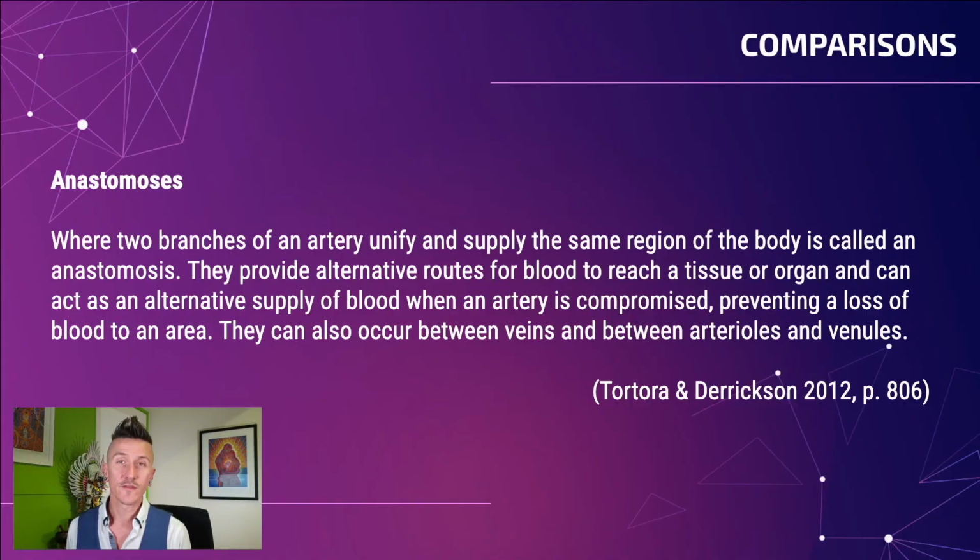It's very similar to what you would think of the cardiovascular system, in that the arteries are taking blood away from the heart and the venous system is bringing blood back to the heart. If you're not familiar with it, there's something called an anastomosis in the body. It's where two branches of an artery unify and supply the same region. So they provide alternative routes for blood to reach a tissue or organ, and can act as an alternative supply of blood when an artery is compromised, preventing a loss of blood to an area. They can also occur between veins and between arterioles and venules.